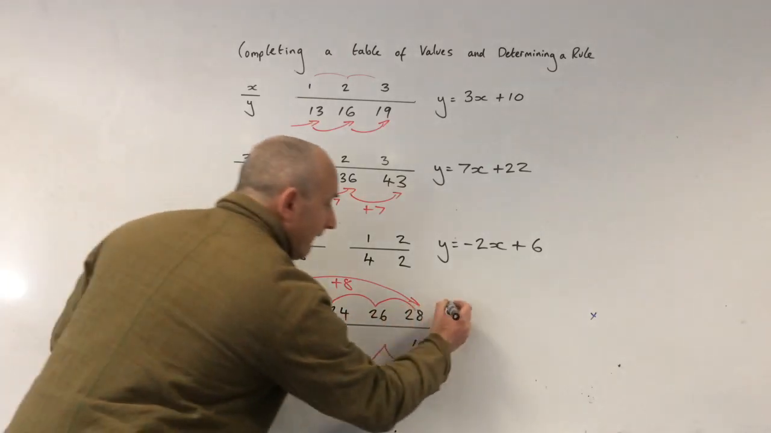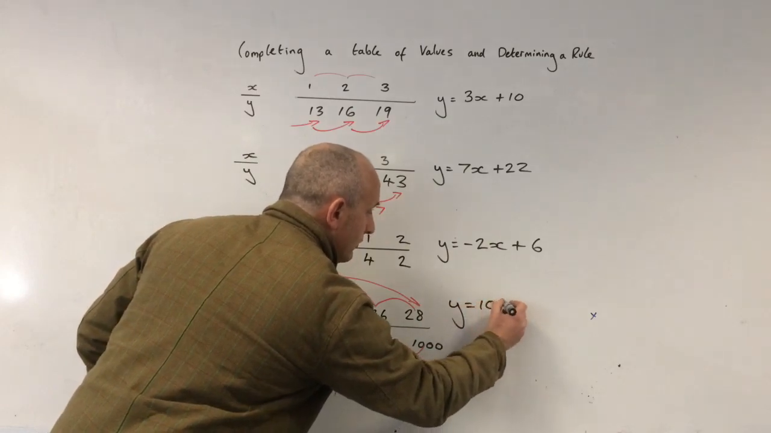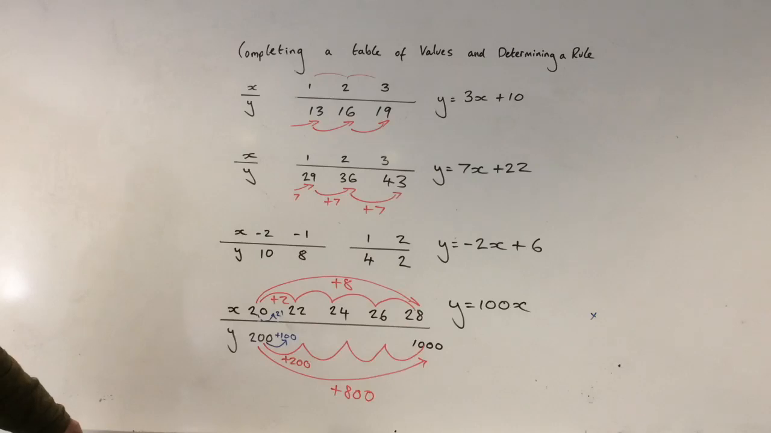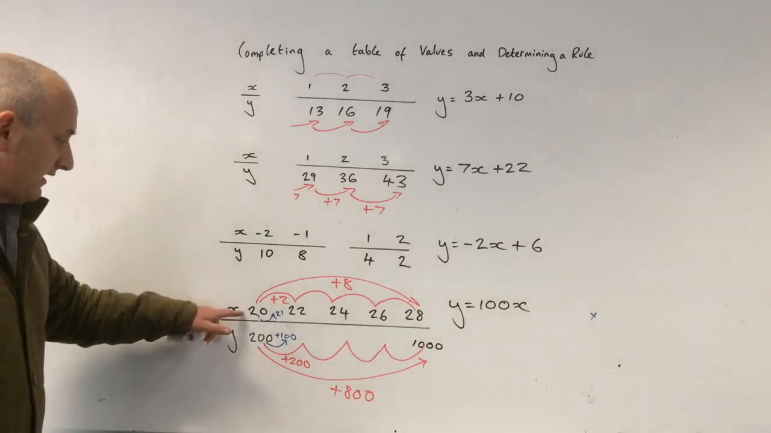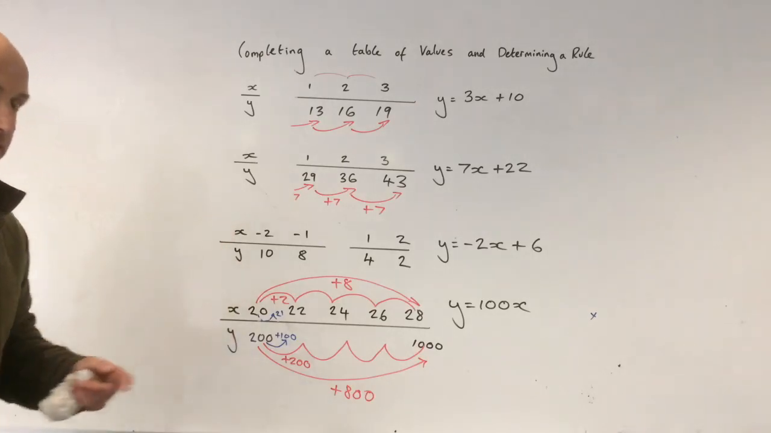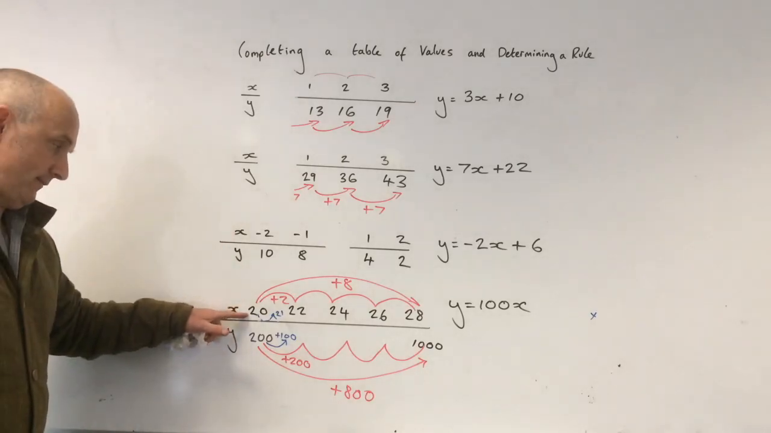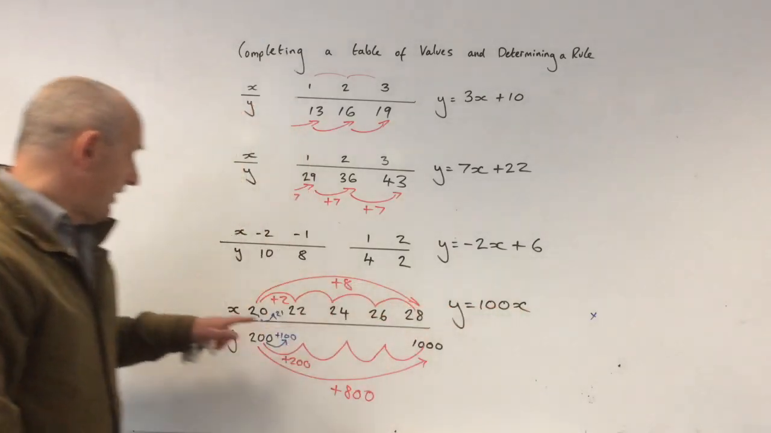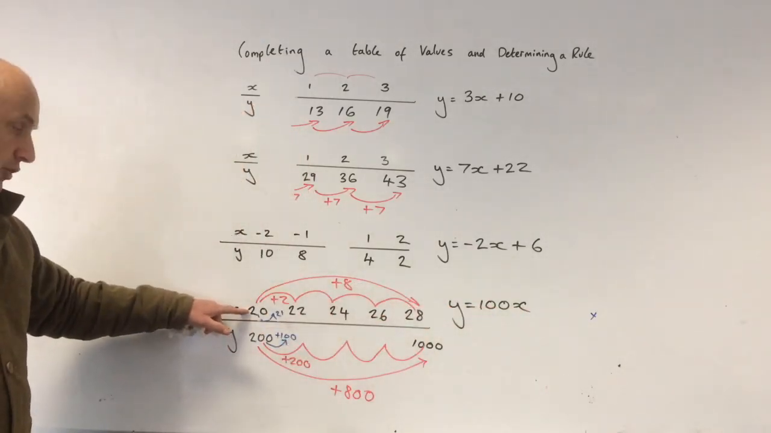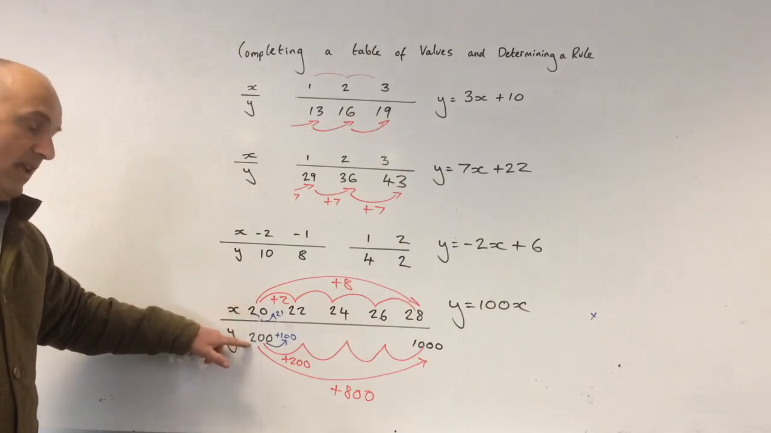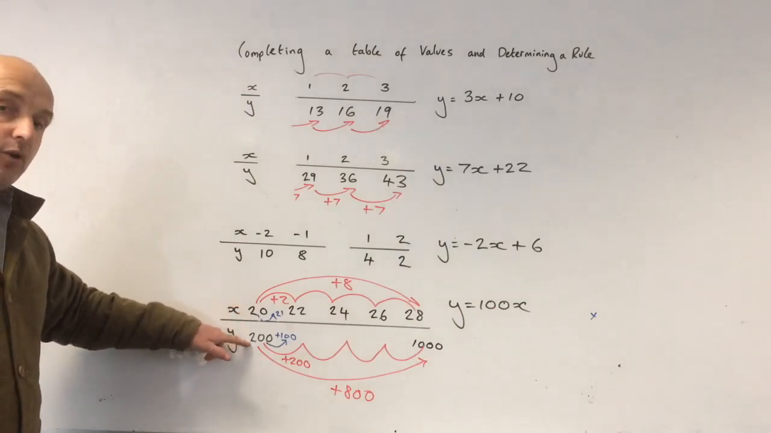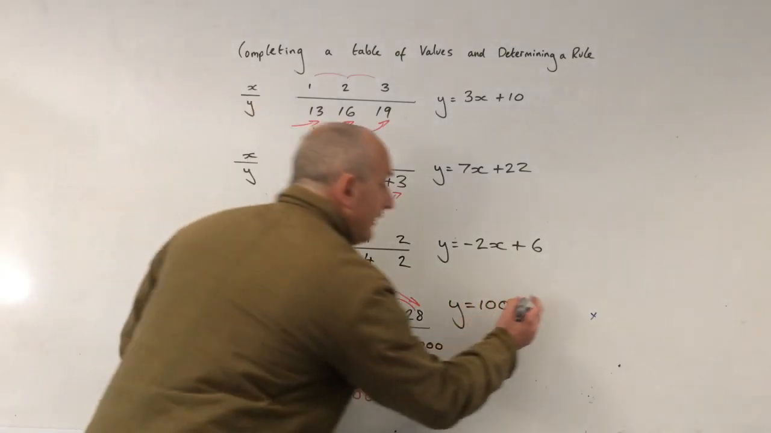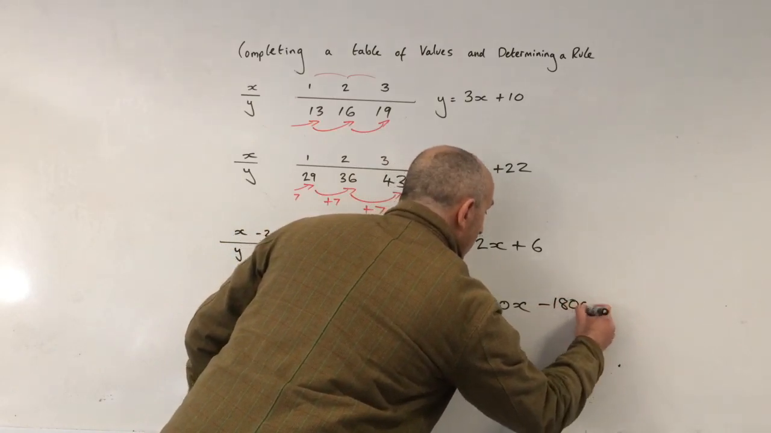So I'm going to write this. y equals 100x. Oh no, hang on a second. I can't see 0. Not a problem. Let's use 20. What's 100 times 20? 2,000. But I need it to be equal to 200. What do I need to subtract? I've got it. There we go.